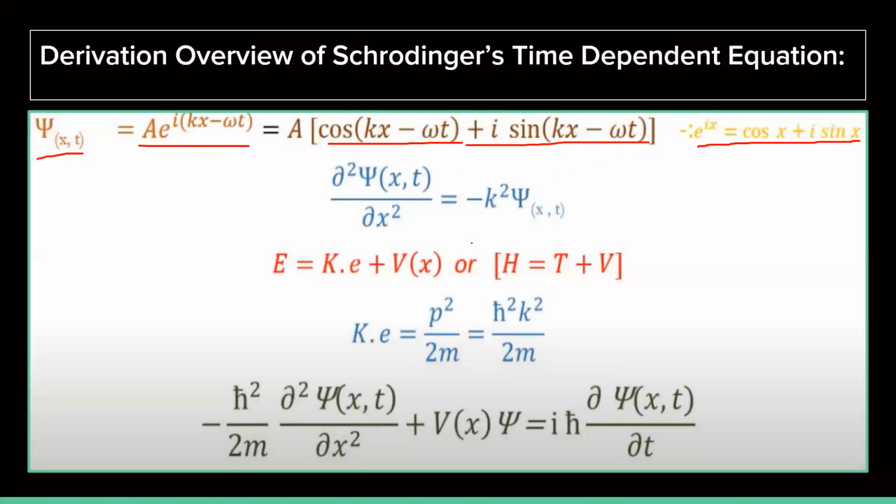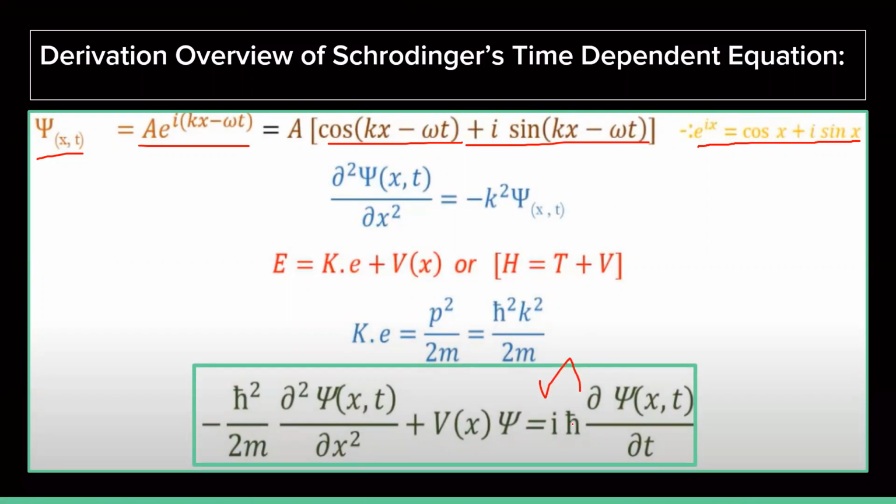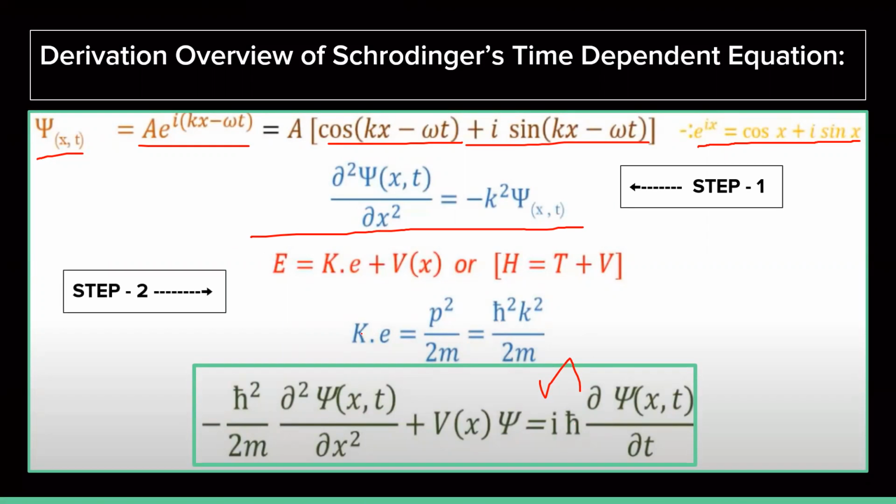To make this derivation very simple, I have split the entire derivation into three steps so that we could ultimately arrive at the Schrodinger's wave equation. The first step is the second order differentiation of psi, the second step is finding the total energy, and ultimately we make a few changes to arrive at the final Schrodinger's time-dependent equation. So without much delay, let me move on to the derivation.